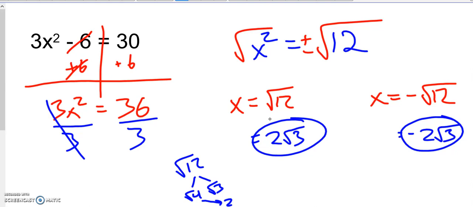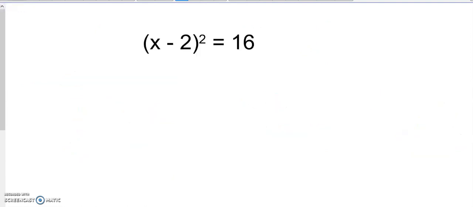One thing to point out here is this would not be a fun one to graph, because finding the x-intercepts when we have irrational numbers involved is something where we're going to need a graphing calculator or something like that to help us out. So it wouldn't be fun to hand graph that one.